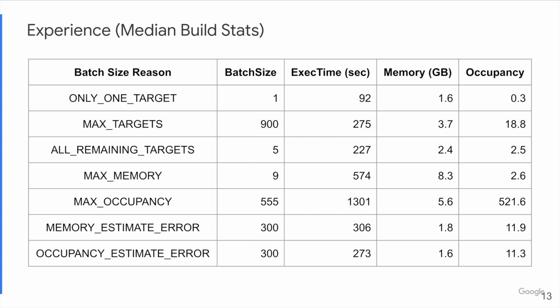This table shows the median target batch size, the median execution time in seconds, the median memory in gigabytes, and the median occupancy for each of the batch size reasons. We can see that for max memory batch size reason, the median memory usage of a build is around 8.3 gigabytes, which demonstrates the memory model is able to cap the memory usage, and it is useful. Looking at our max occupancy batch size reason, the median executor occupancy is around 521. We can see that a higher executor occupancy typically correlates to a higher execution time, and this demonstrates that our occupancy model is actually useful in capping the average occupancy a build can use.